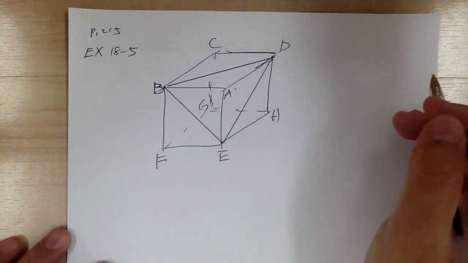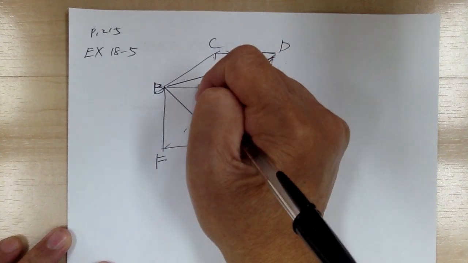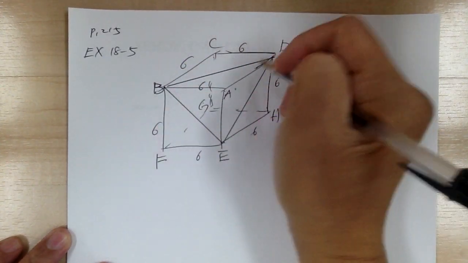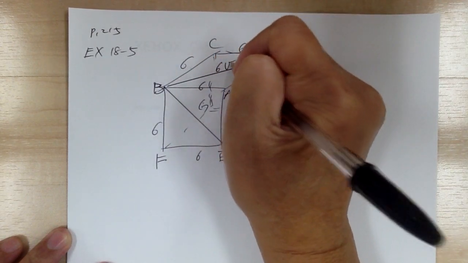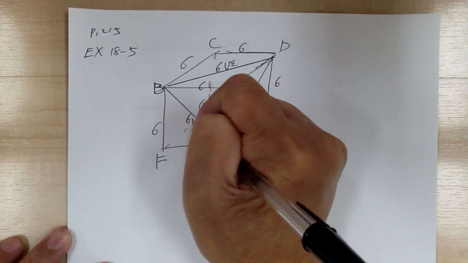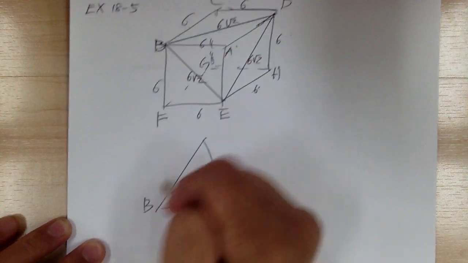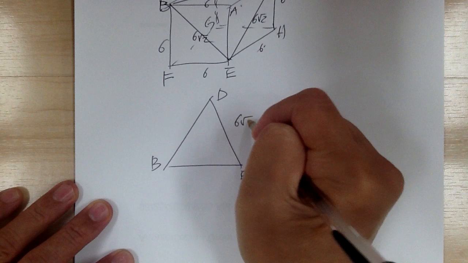Okay, so basically what you have is that AB equals 6, so it means every side equals 6. So that means the BD, notice 6 and 6, right? So this would be 6 square root of 2. Same thing for the others. So basically you have an equilateral triangle. You've got BDE with each side equal to 6 square root of 2.